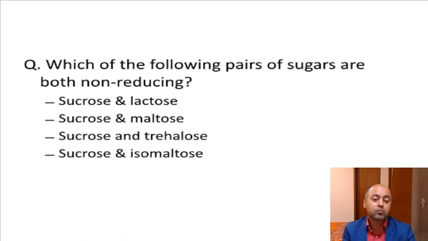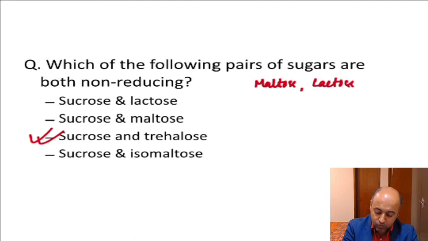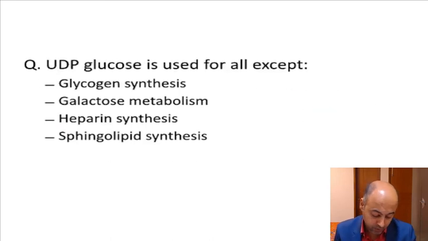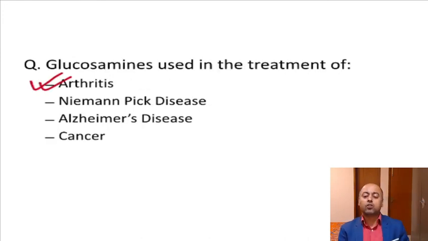Which of the following sugars are both non-reducing? Please note this answer. Sucrose and trehalose are both non-reducing. Maltose and lactose are reducing disaccharides. Glucosamines are used in the treatment of arthritis.